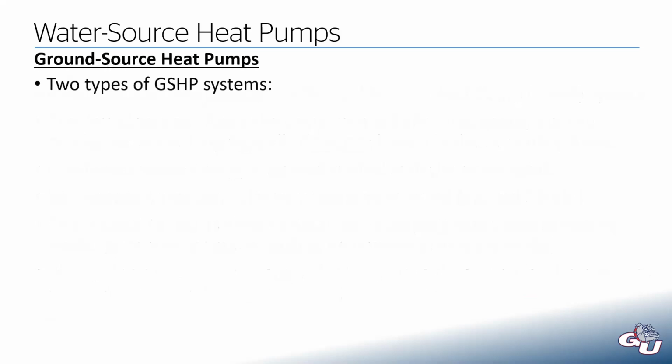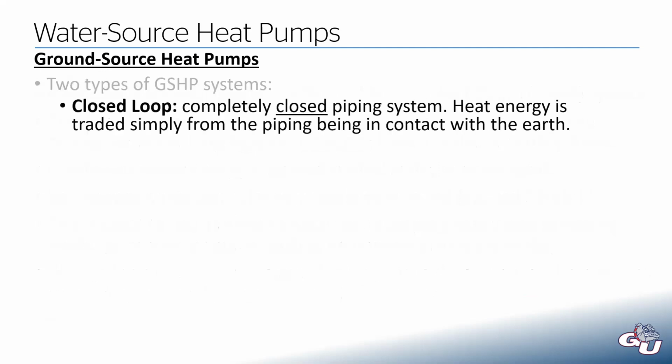There are two fundamental types of ground source heat pump systems. You have what's called a closed loop. I'd say this is probably the more common of the two. This is a completely closed piping system. You put your pipe deep into the earth, and as your water runs through those pipes, it trades heat energy with the earth just by contact of the pipe. Well, contact of the water to the pipe to the earth.